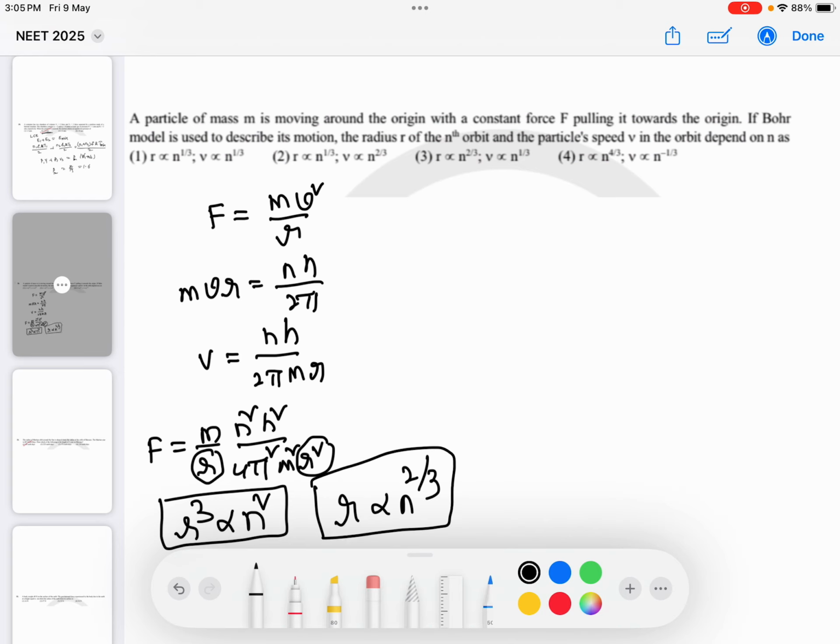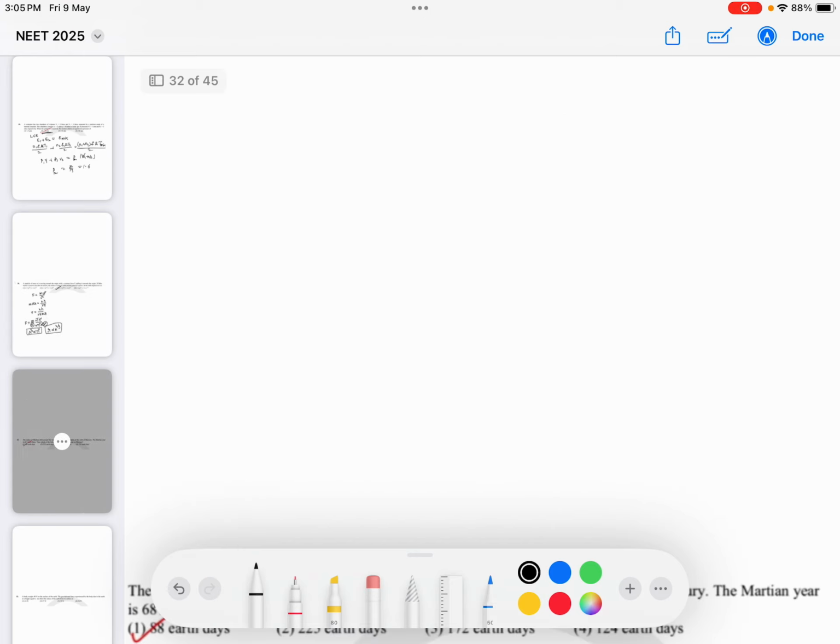R is proportional to n power 2/3. So only the first option and third option exist. Directly you can solve it. And next question.